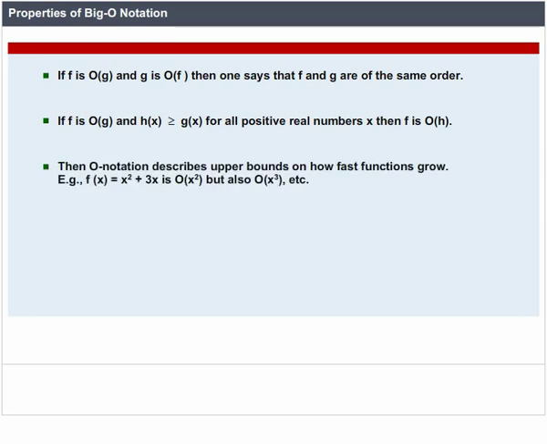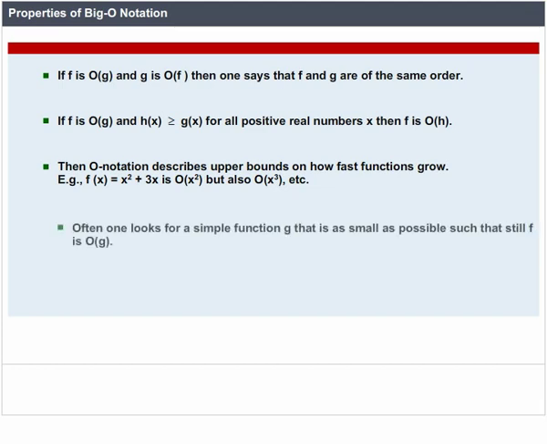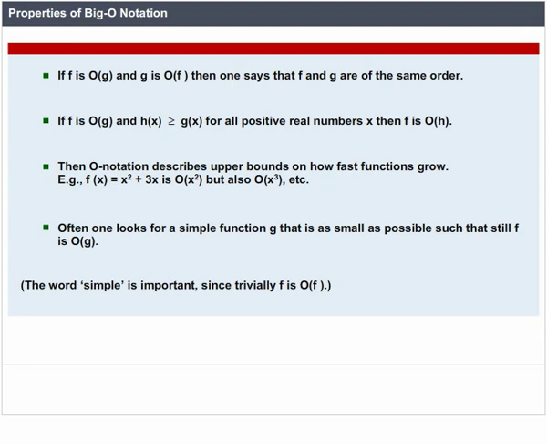Then O notation describes upper bounds on how fast functions grow. Example: f of x equal to x squared plus 3x is order of x^2, but also order of x^3, etc. Often one looks for a simple function g that is as small as possible such that f is still order of g. The word simple is important since trivially f is order of f.